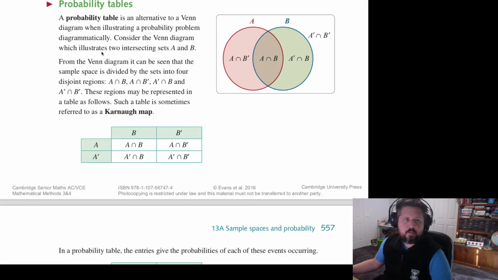These are pretty cool. Probability tables are an alternative to the Venn diagrams. We've been looking at these Venn diagrams here. You would have seen this before. The intersection of A and B, A intersection B dashed, and so forth, not A and not B over here. You can use this Karnaugh map. And here is how the probability is listed.